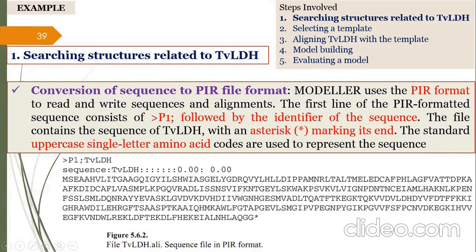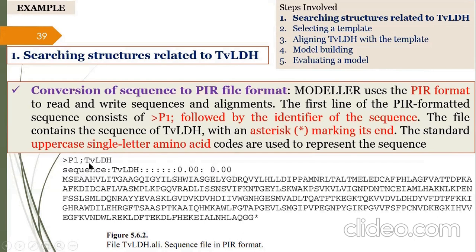So the first line of the PIR formatted sequence consists of this thing. Like we will be having the sign of greater than, and after that we will be having P1 and semicolon and the name of the sequence. After that the sequence colon and the name, and after that 1 2 3 4 5 6 7. So these are 7 colons and 0.0 and then colon and then 0.00, and this header is important for the modeler to understand.